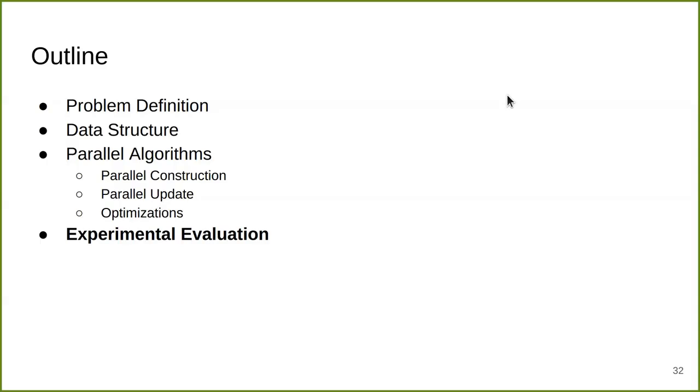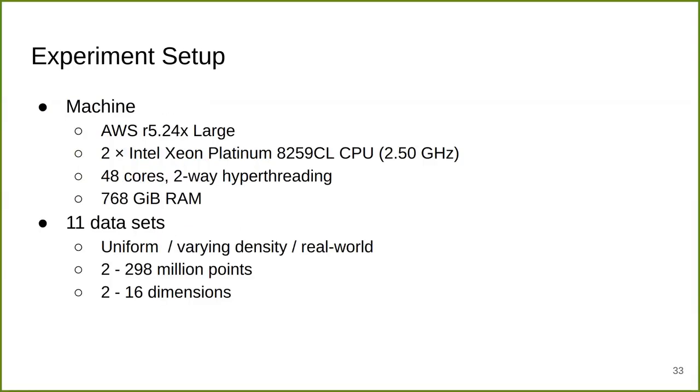Okay, next I'm going to talk about some experiments. And this is our experimental setup. We test on AWS machines with 48 cores with two-way hyperthreading. The machine has 768 GBs of RAM. We test on 11 different data sets of varying distributions, and some of the data sets are actually real data sets. So they have widely ranging sizes and dimensionalities.